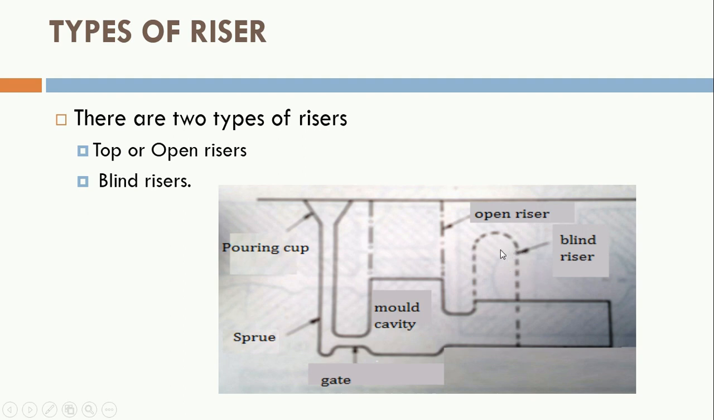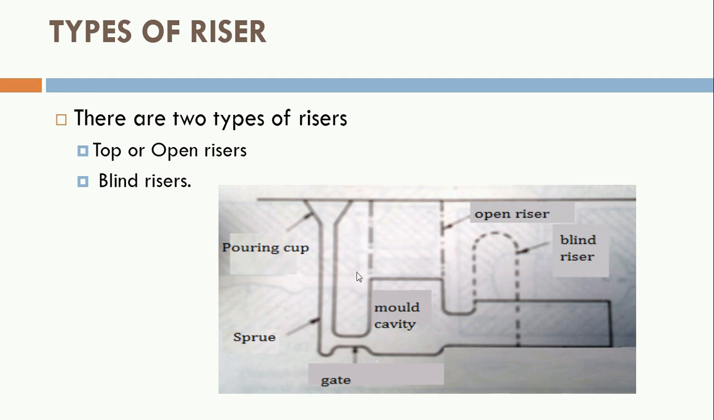But in the case of blind riser, as its top side is closed, only one mode of heat transfer is present, that is convection. Molten metal present in the blind riser will only transmit heat to the sand particles by using the convection mode of heat transfer. That's why metal in the open riser will start solidifying earlier as compared to metal present in the blind riser, because two modes of heat transfer are present in case of open riser and only one mode of heat transfer is present in case of blind riser.